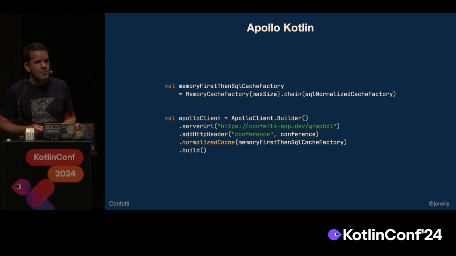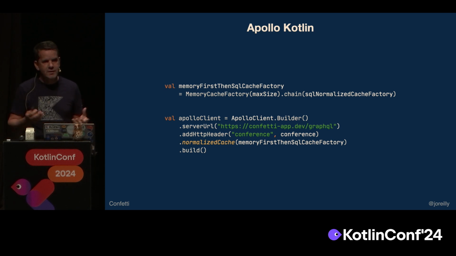We need to create an Apollo client object to make various requests, and this is an example of how that can be done. We provide, in this case, the URL, a header containing the conference name, and details about the in-memory and persistent cache we'll be using.